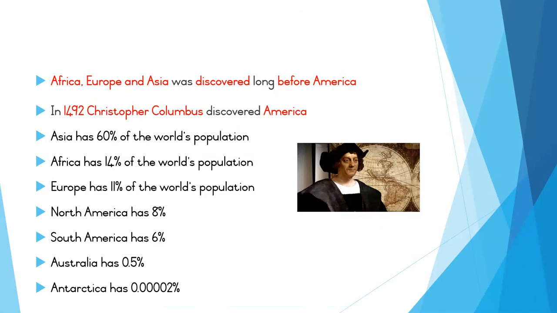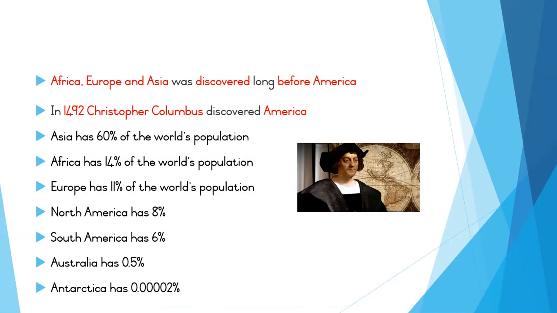In 1492, Christopher Columbus, an Italian explorer, was the one that discovered America. You need to know that. Christopher Columbus. Asia has 60% of the world's population, so they're the biggest amount. We discussed those numbers a bit earlier. Then Africa is next with 14% of the world's population. Then Europe in third position with 11% of the world's population.